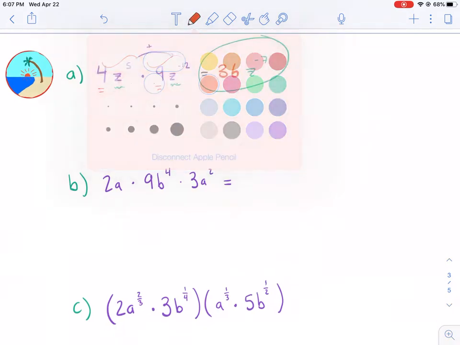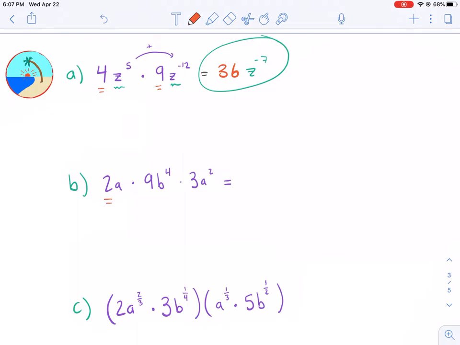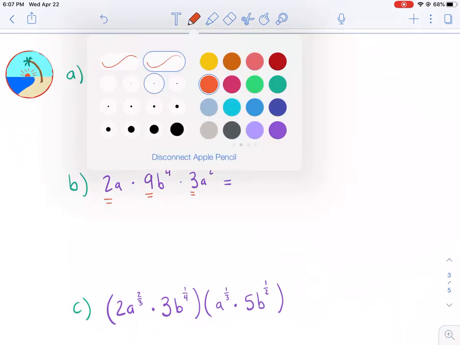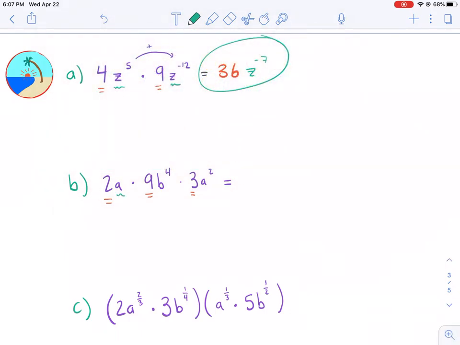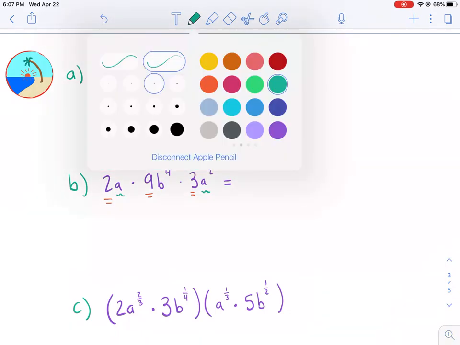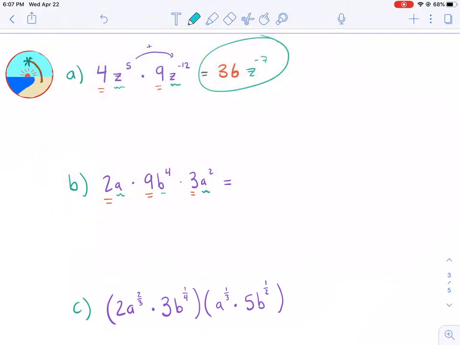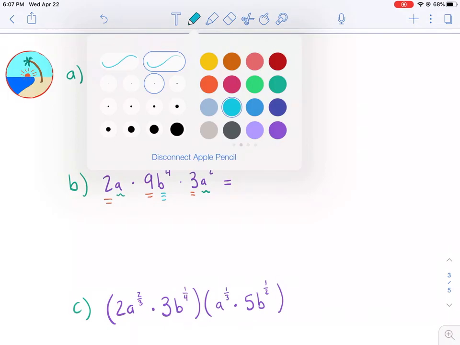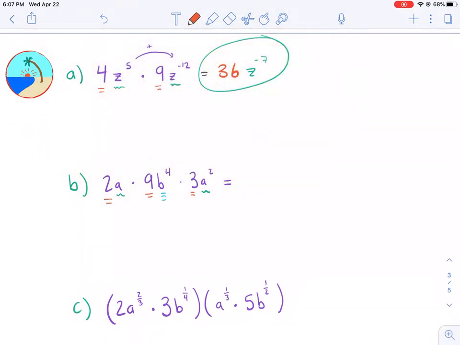Same process applies over here, even though we have multiple terms. We're going to underline our coefficients, the numbers without any exponents. We're going to underline a's. Anything with an a, that's going to be a like base. And then b is going to get its own set of lines right here because that's different. First, I always multiply my coefficients, 2 times 9 times 3. That should give me 54.